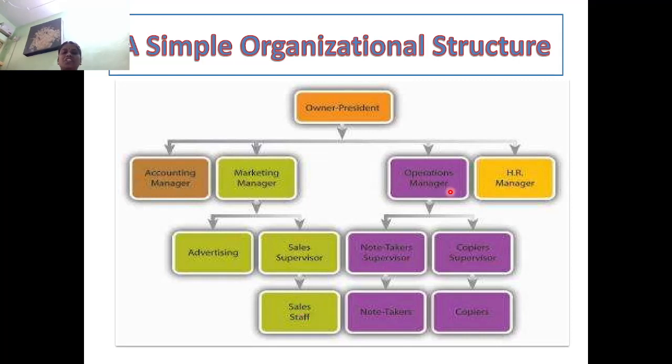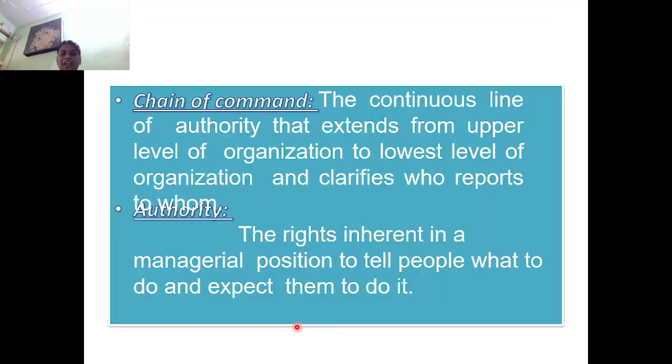Next, you will have the operation manager. The operation manager will take the note tasker and copier. The note tasker will be given work by a note tasker superior, and the copiers will be given the copiers' work. So here, if you see, the flow of power is straight from the president to the manager, and next to the ultimate person, in one straight line.